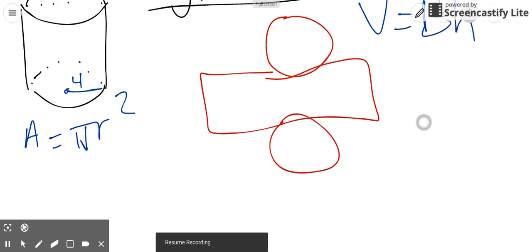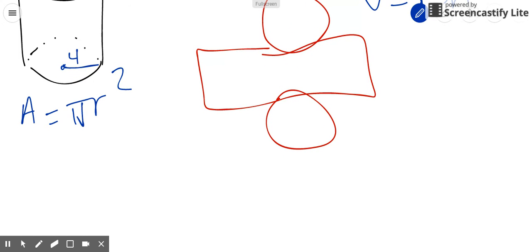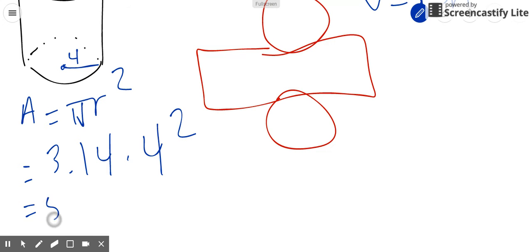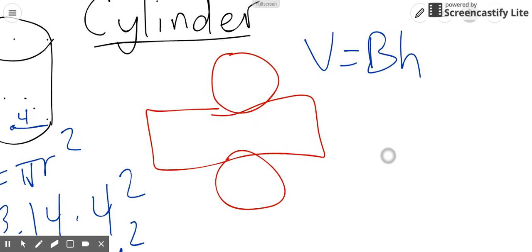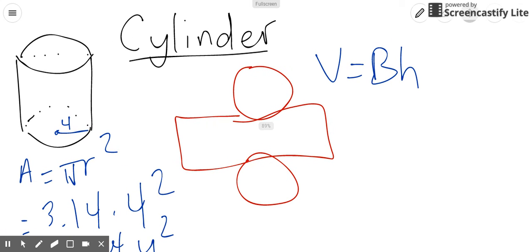We remember that pi is equal to 3.14. So in this case, we have 3.14 times 4 squared, and we know 4 squared is 16. So 3.14 times 16 is going to give me approximately 50.24, and we don't have any units specified, so units squared in this case. So we know right away that the area of the base is 50.24.